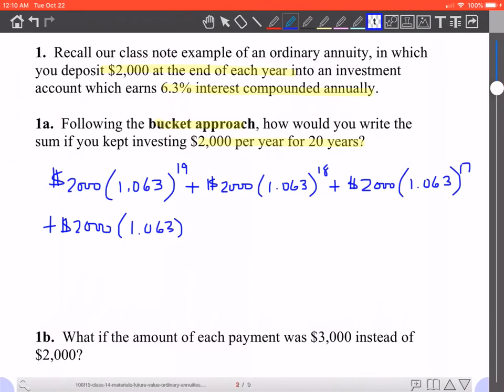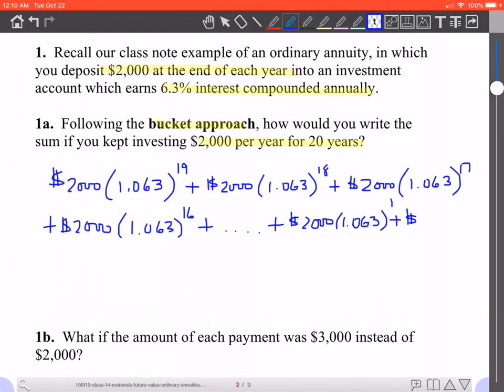So we're not going to write out all 20 terms. We're going to skip a few steps, and that's what's being denoted by the dots. Then when you get towards the end, you start to see that, okay, 2,000, 6.3%. By the time you get to the 19th out of the 20th year, remember we said that one's only going to collect interest not in year 19, but only in year 20, so the exponent is 1.